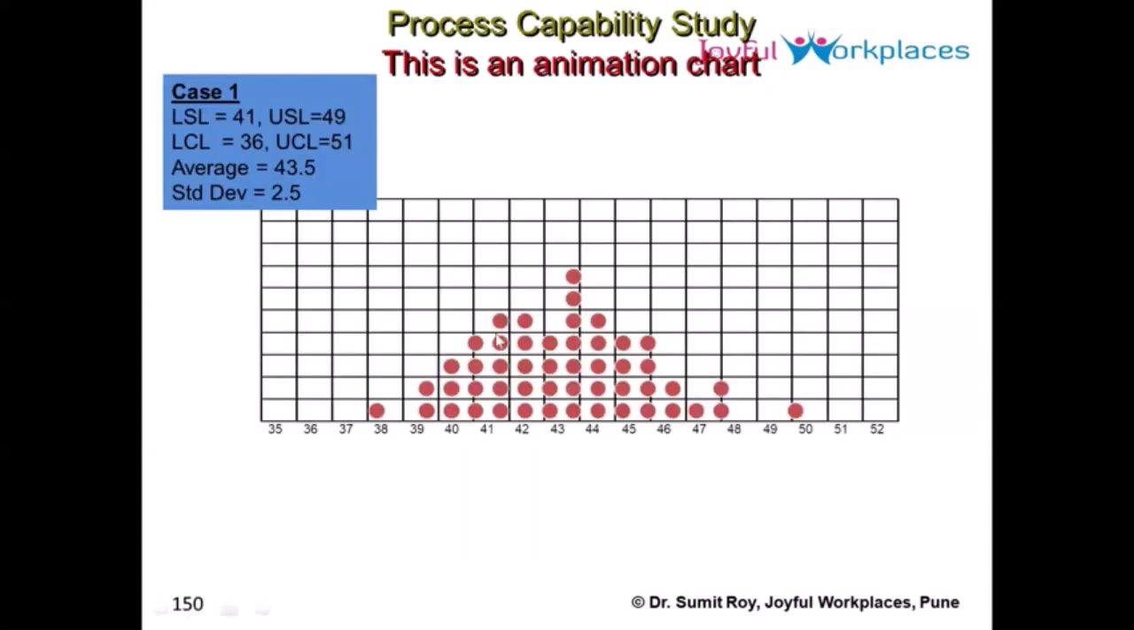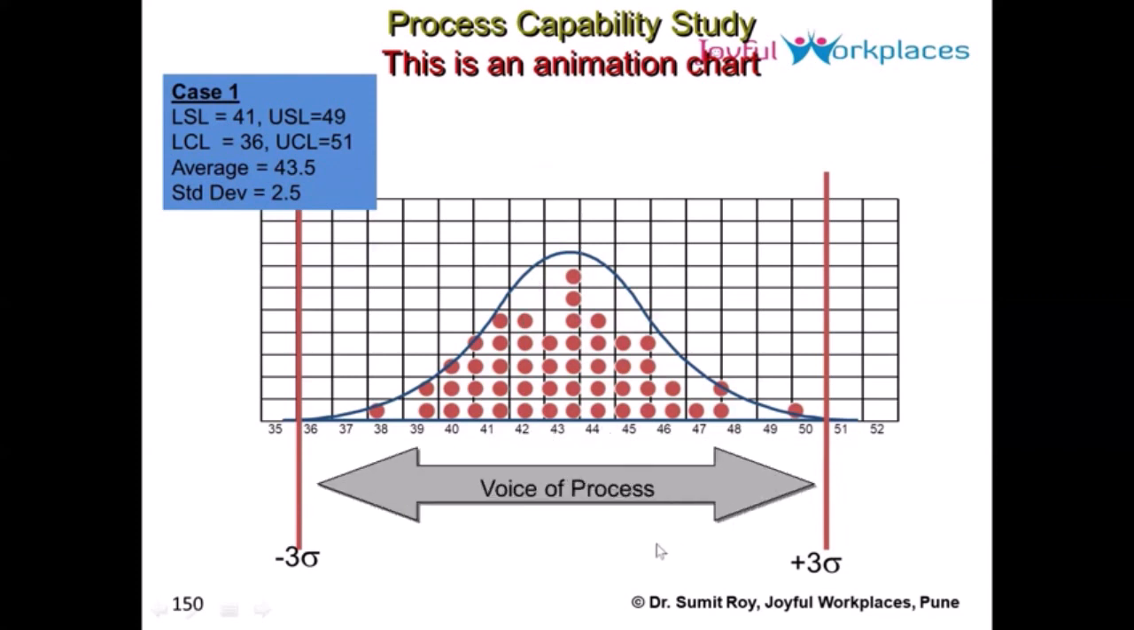So let us look into this. All the data of 100, I have arranged in a table, a frequency distribution table. Where values are the same, I have just made a stack pile, and then I have joined the top line and simulated a curve. Now let us see how my upper control limit and lower control limit fall. The lower control limit is 36 and the upper control limit is 51. And this is my average, which is somewhere around 43.5.